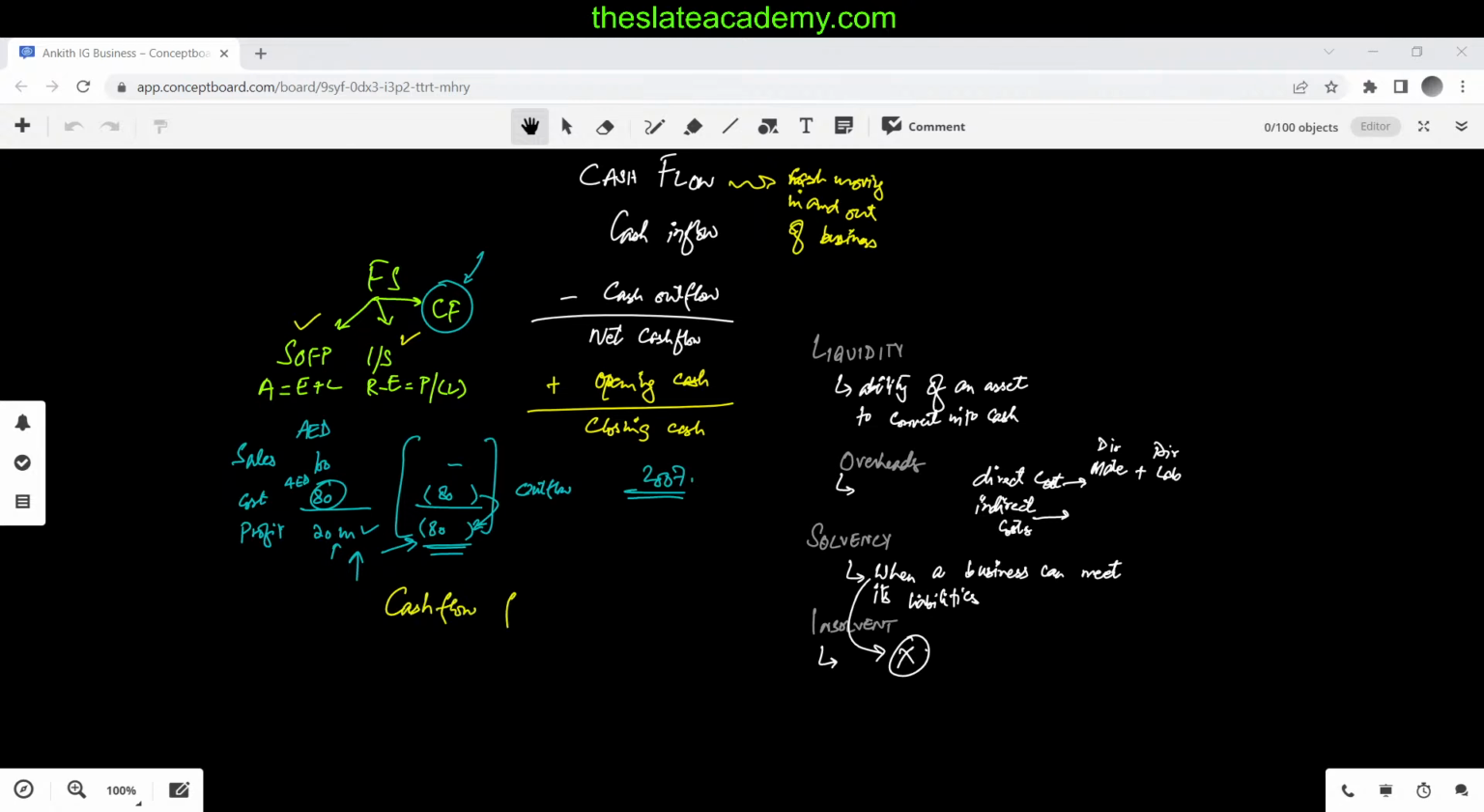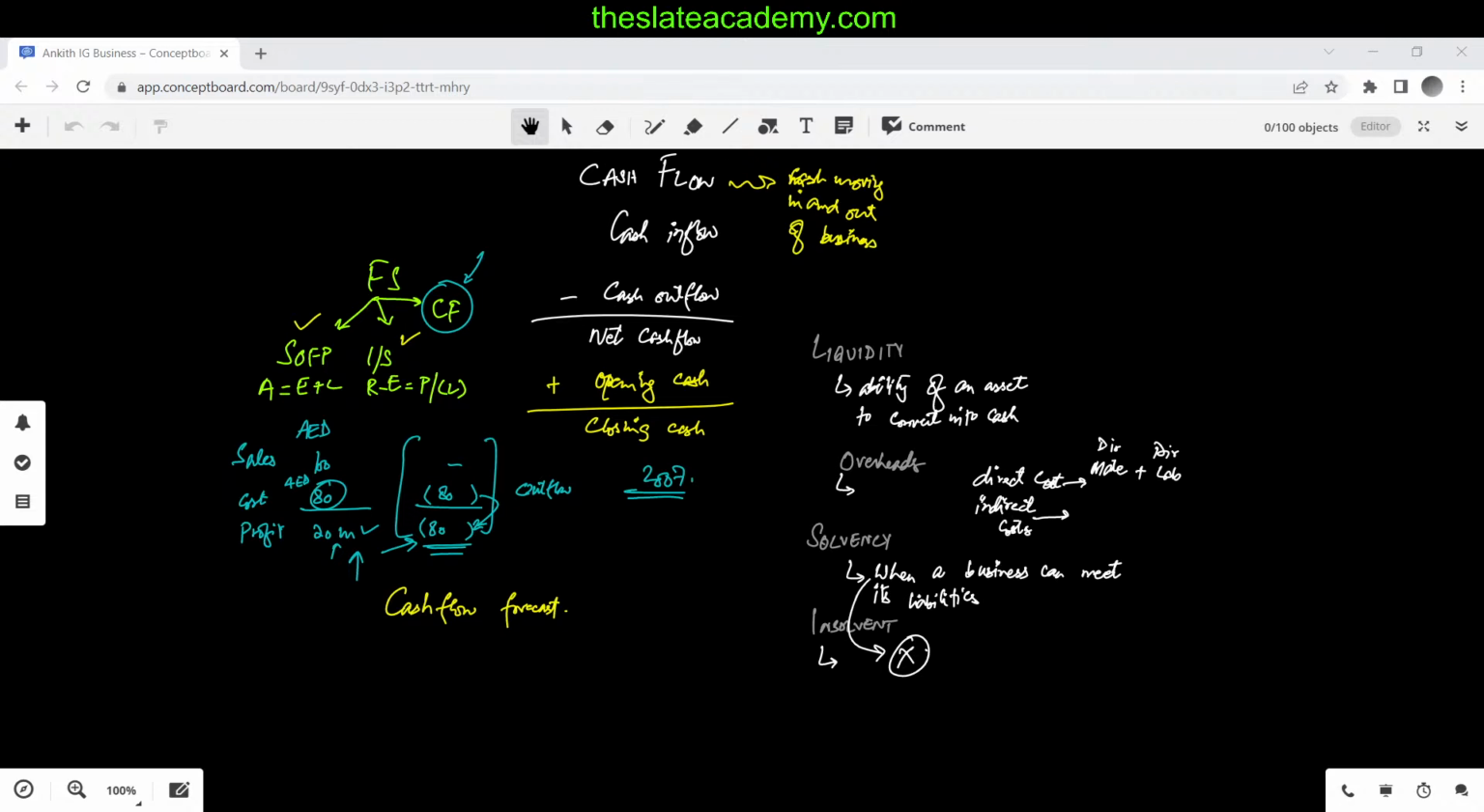So cash flow forecast is simply predicting what the cash flow position of the business would be in the future. And this format that we have studied, cash inflow minus cash outflow, that's net cash flow, plus opening cash, that's your closing cash. This is the format that we use for internal records. For the statutory requirements, the format of cash flow is different, and we are not studying that right now.